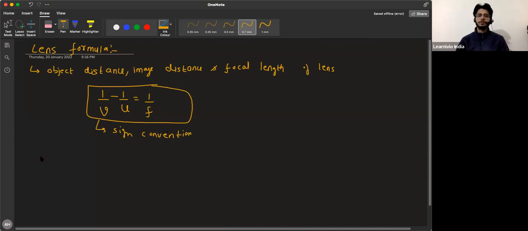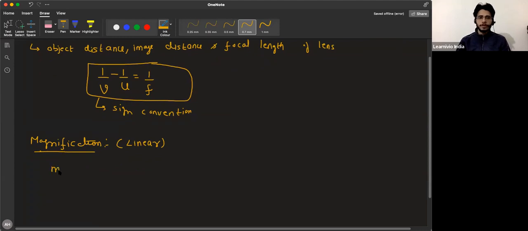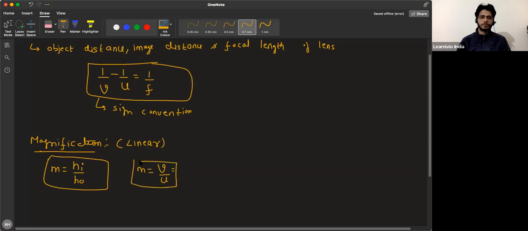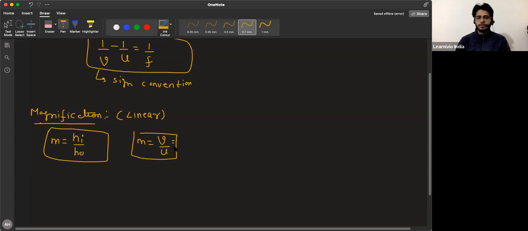After lens formula, there is one more thing which is known as magnification. To be particular, this is linear magnification. Linear magnification is the ratio of the height of image and height of object. There is one more formula for it. You can write this as v by u. Or you can convert it in terms of focal length also, f by f plus u. Minus v by u is for mirror.